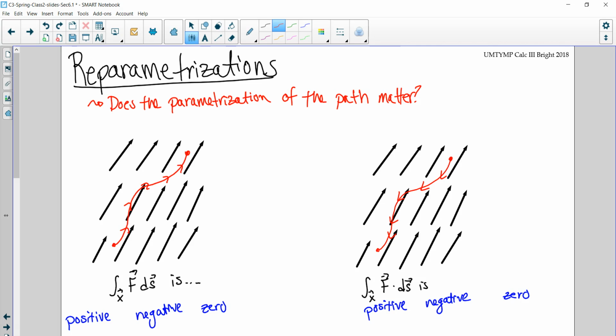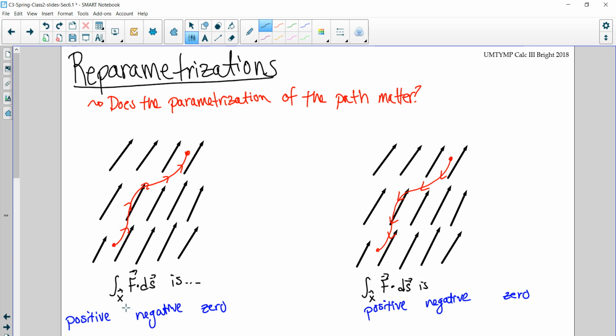I want you to pause right here. I have the same image just copied. The only thing that's different is the direction of the path. I forgot a symbol here, there should be a dot product in both of these. Pause the video and tell me if, in each case, that vector line integral is going to be positive, negative, or 0.